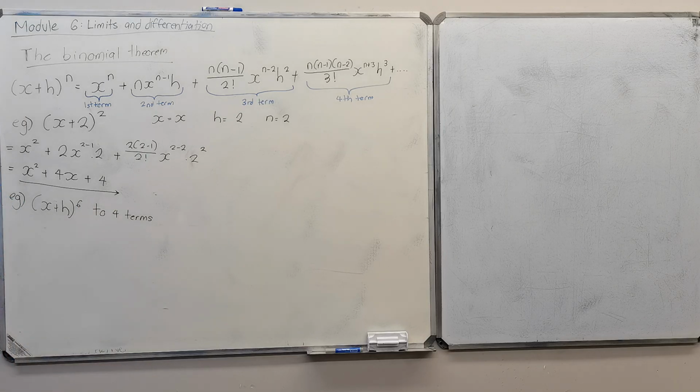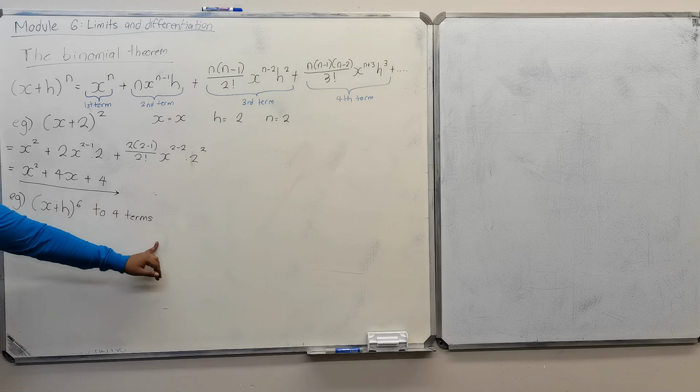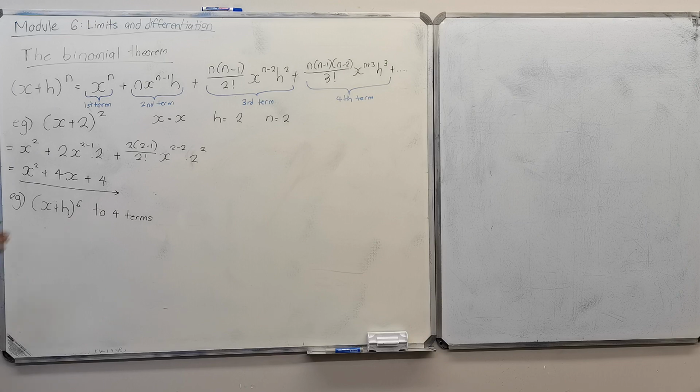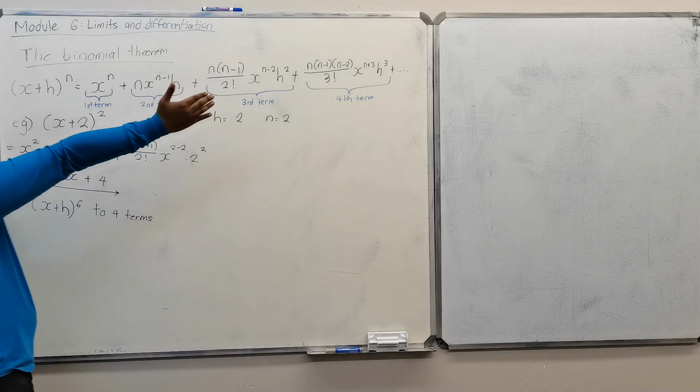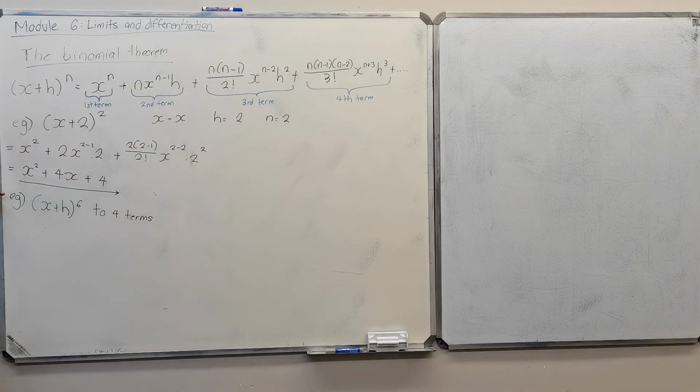Now, they'll never ask you for more than 4 terms. So in your exam, if they give you an expression and tell you to use the binomial theorem to solve this, they will only ask you for up to 4 terms. They won't ask you for anything further. So you'll need to remember the formula up to 4 terms. If you go onwards, you'll notice a pattern of how you will do it.